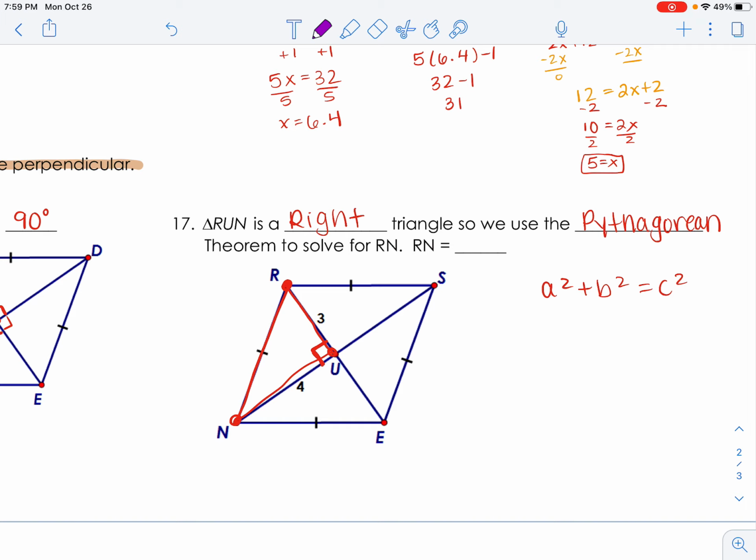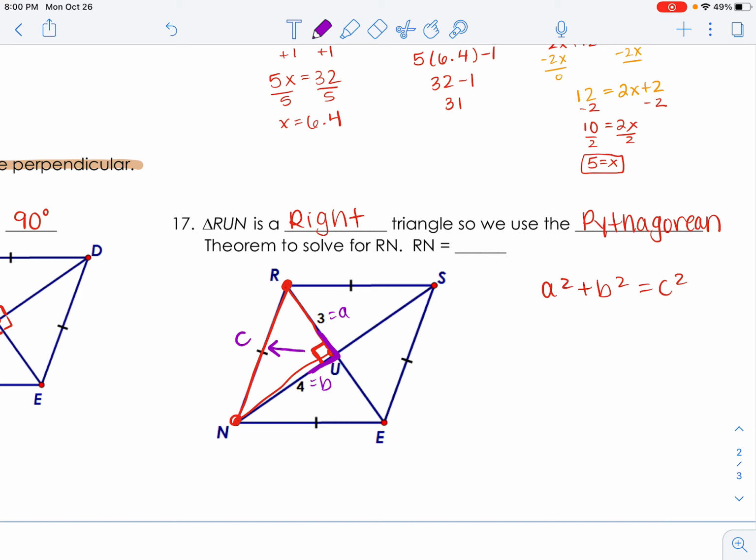The very first thing that we always must do is to determine which side is c, because c is the important one. It is the hypotenuse. So remember, the hypotenuse is always the side that is across from the right angle. It is the only side that does not touch the right angle. Notice these other two touch that right angle. So RN is our c. Now the two legs, we could label either as a and b.